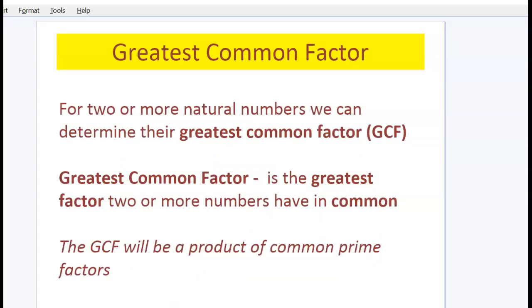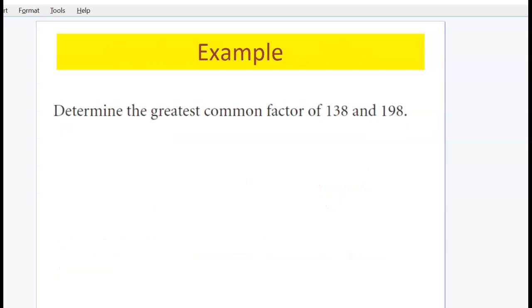Okay, we're going to use our skill of factoring and factor trees to help us find greatest common factors. Okay, so a greatest common factor is the greatest factor 2 or more numbers have in common, and we often refer to this as our GCF. Determine the greatest common factor of 138 and 198. Well, the way we do this is we're going to make a factor tree for each of these.